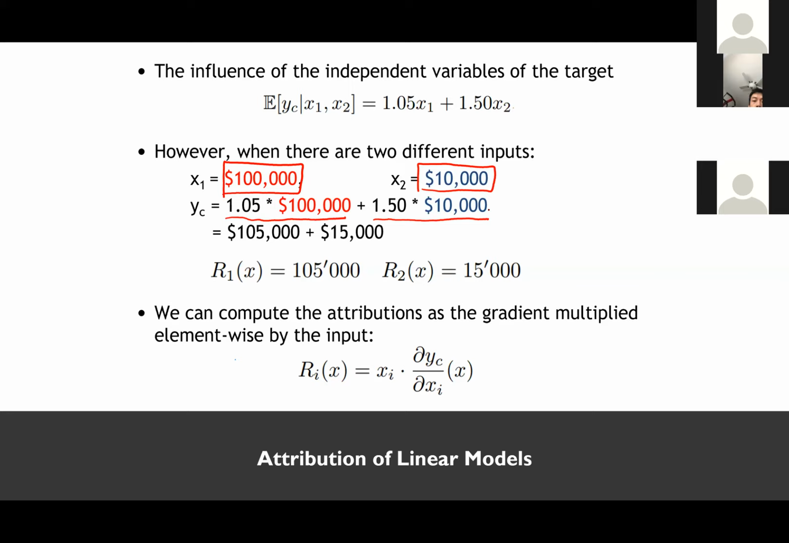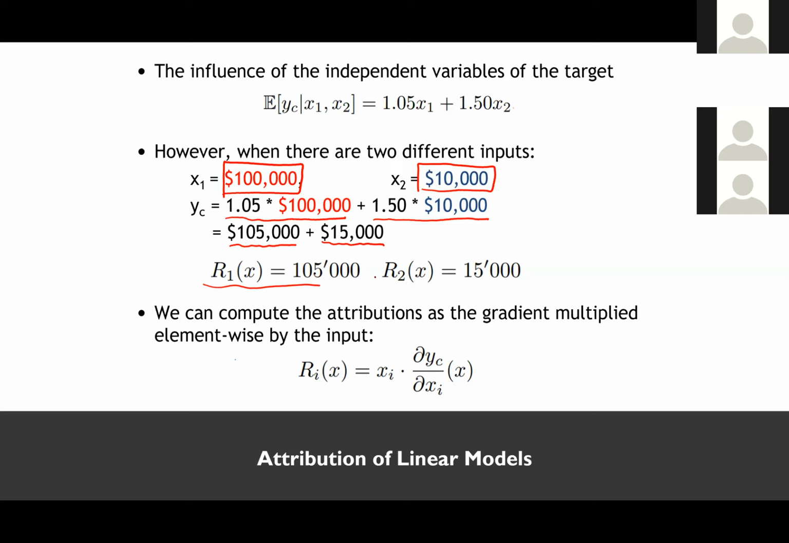Then we can say that the contribution of the first input is about 8 times bigger than the contribution of the second one. Of course, the partial derivative is the same. Whatever amount we change in X1, the effect will be 1.05, and for X2 it will be 1.5. But because the money that we put in X1 and X2 has a different scale, about 10 times more, the contribution of X1 is about 8 times more than the second one.